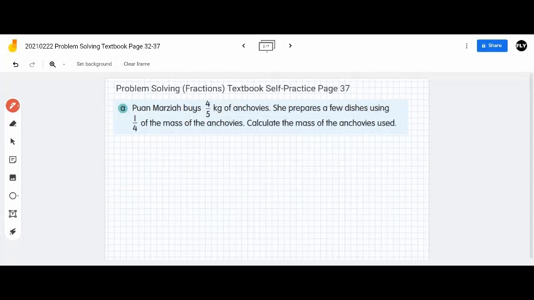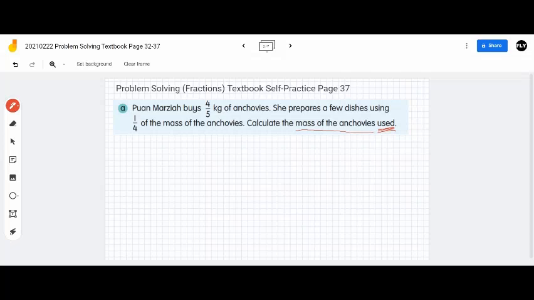A. Puan Marcia buys 4/5 kg of anchovies. She prepares a few dishes using 1/4 of the mass of the anchovies. Calculate the mass of the anchovies used. So what does the question want? The question wants the mass of the anchovies used. And this is important because they want the used anchovies. You might need to double underline it to show that it is important.